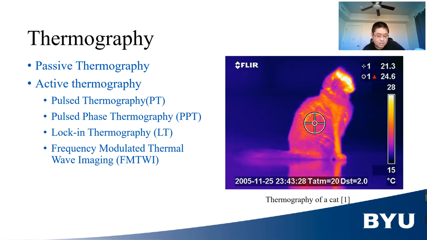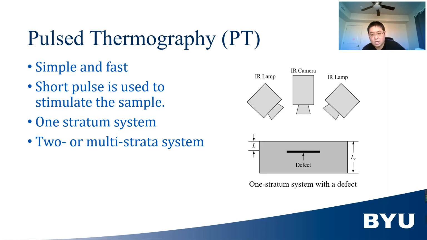Active thermography, on the other hand, uses an external stimulus to generate a thermal response on the sample surface, and by using this surface response over time, we obtain the thermal property, depth of defect, or total thickness of the sample. It can be divided into pulse thermography (PT), pulse phase thermography (PPT), lock-in thermography (LT), and frequency modulated thermal wave imaging (FMTWI). The idea of PT is simple and fast.